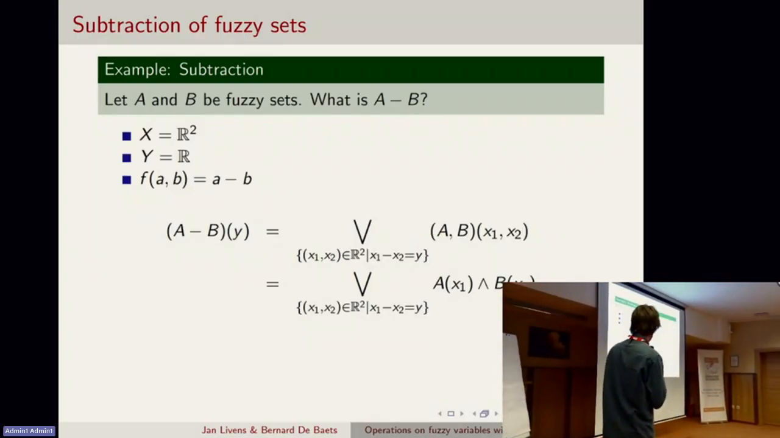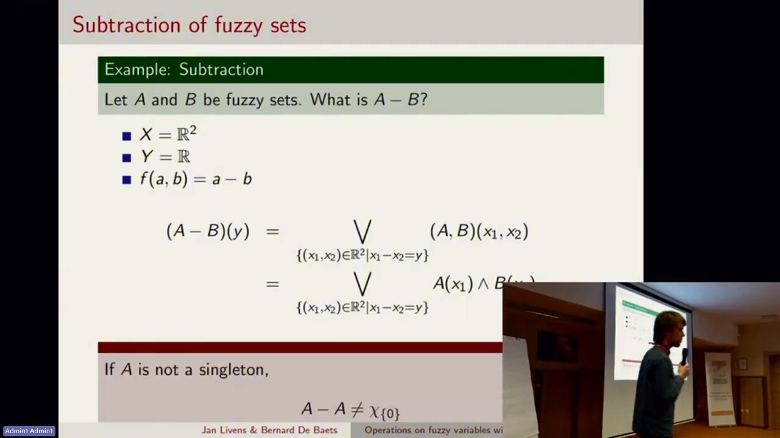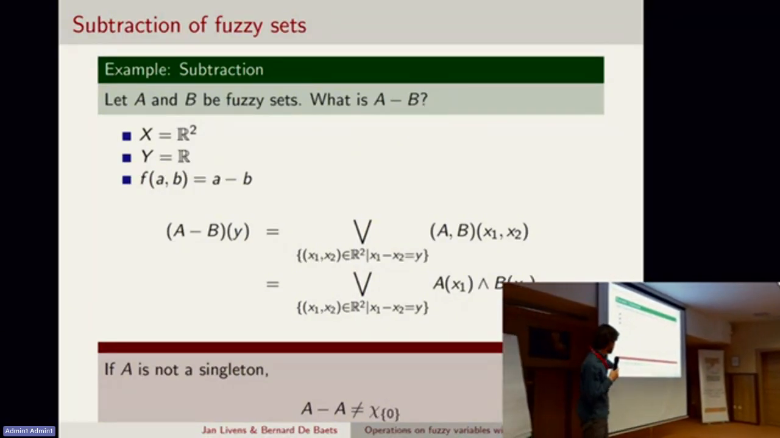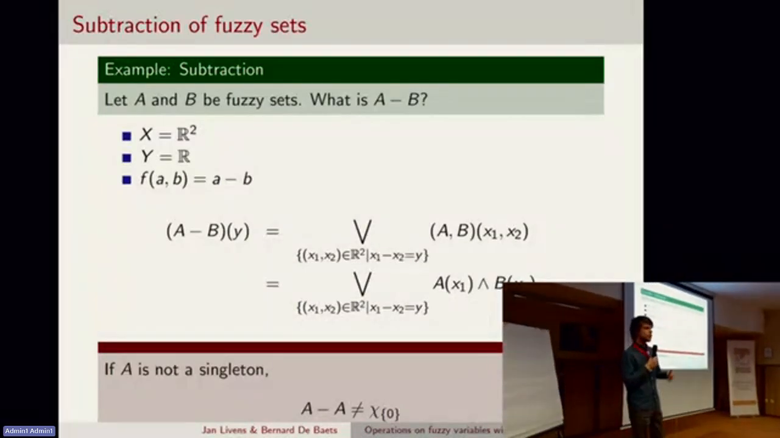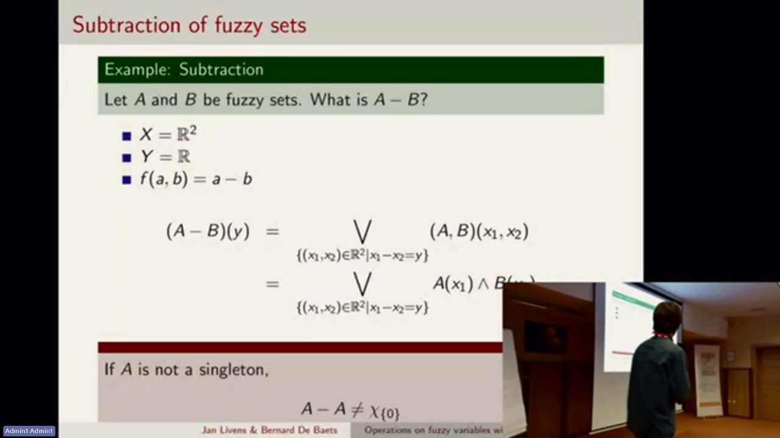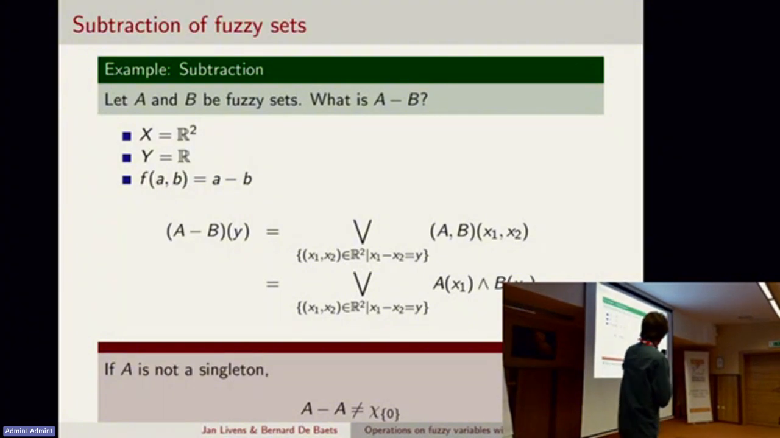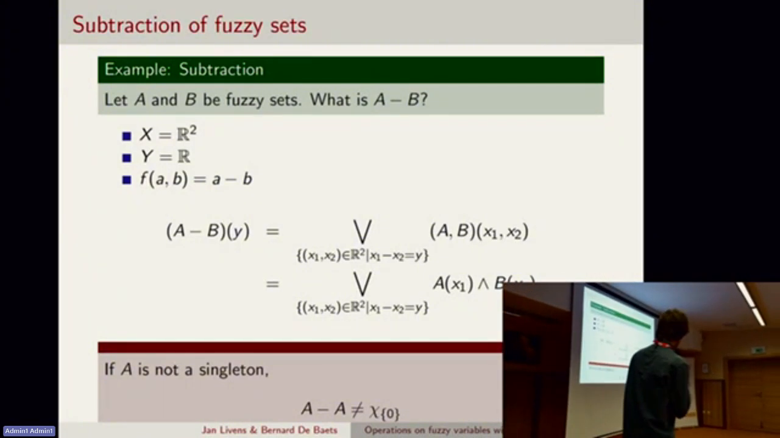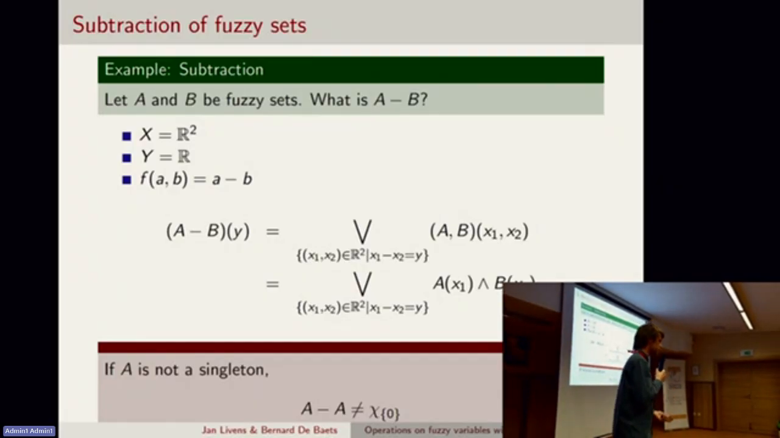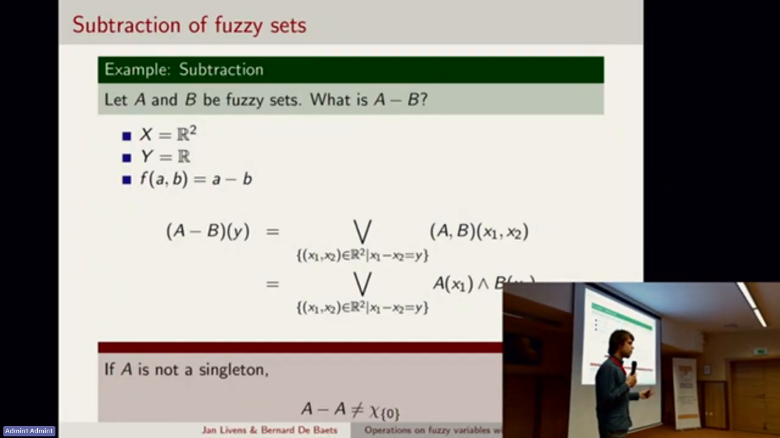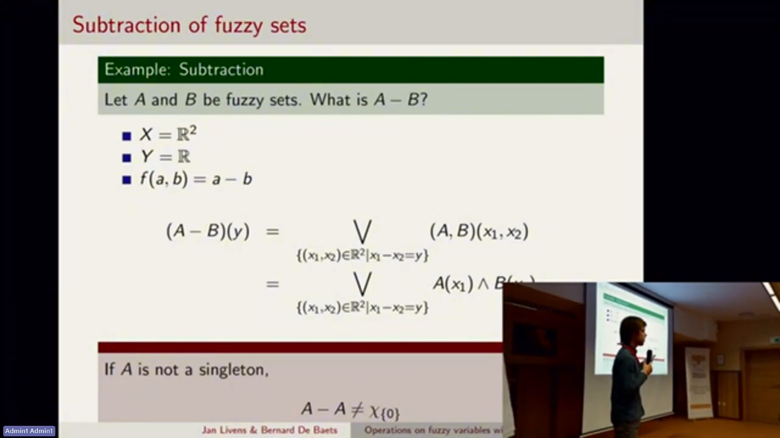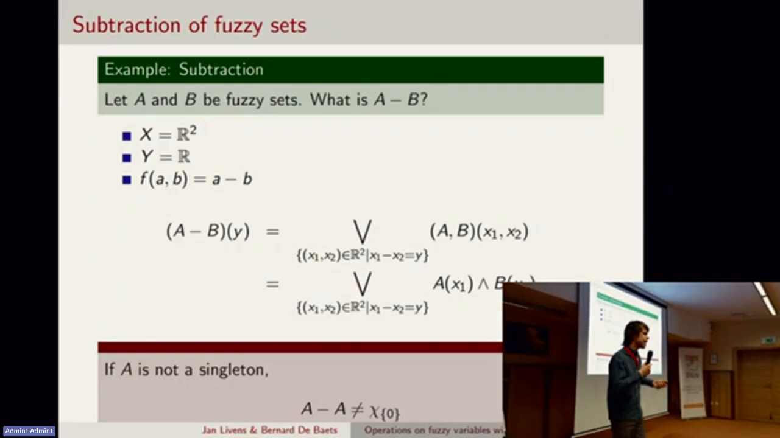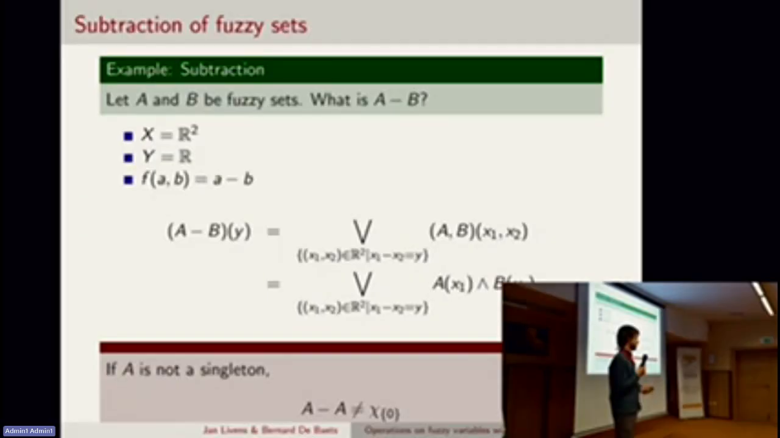This works well, except there's one remark I want to make. If it's not a singleton, we don't reach the zero set or the zero function, the characteristic function of the singleton zero. It might surprise you because there is one intuition that if we have some quantity and we subtract itself from it, we expect to reach zero.